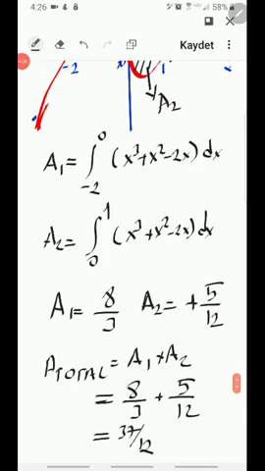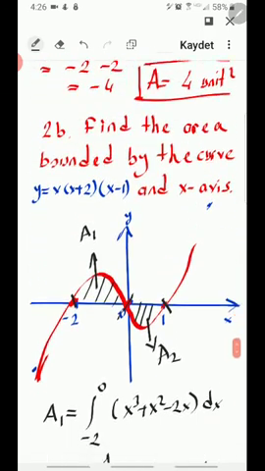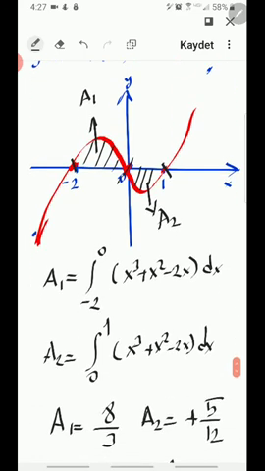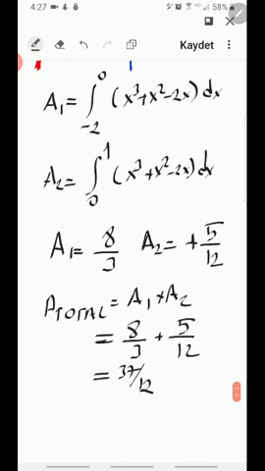Okay, this is a long question. Let me repeat one more time. The question is to find the area bounded by the curve and the x-axis. You need to sketch the graph first, and then figure out what areas are created, area 1 and area 2. To find area 1, we follow the same procedure from -2 to 0, the first area. The second area is from 0 to 1. Then you apply the basic integration rules, integrating the first function and second function with the given boundaries. We get area 1 and area 2. The question is to find the area, so we find the total area.